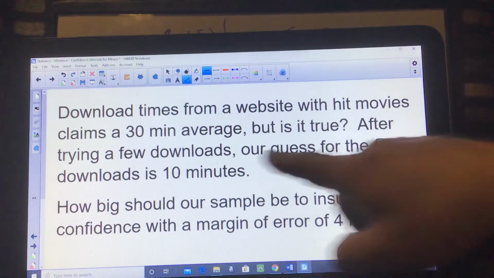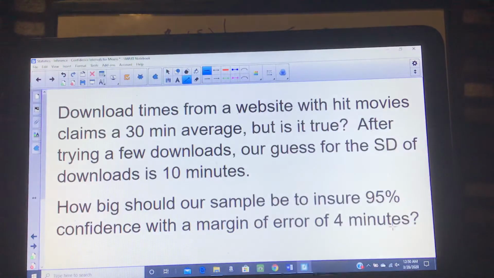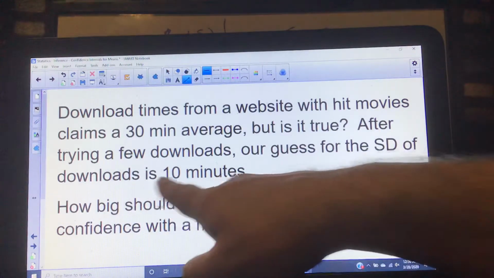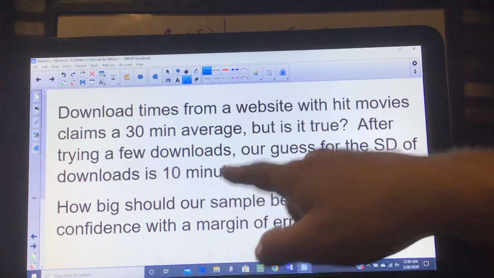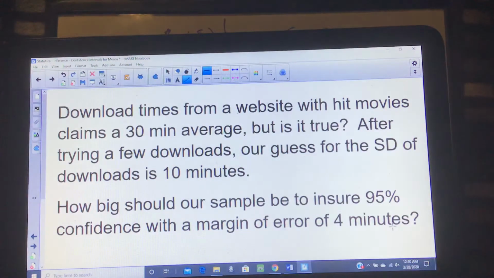So here they just tell us someone tries a few downloads, and they come up with a reasonable guess that the standard deviation of downloads is about 10 minutes. So that means you're going to have a certain amount of time that it takes for a download to happen. Per download, it's not uncommon from person to person, computer to computer, for there to be a 10-minute swing on the download times within one standard deviation.